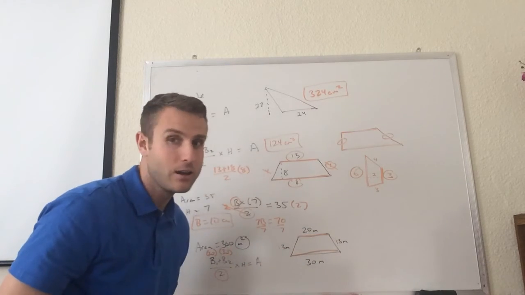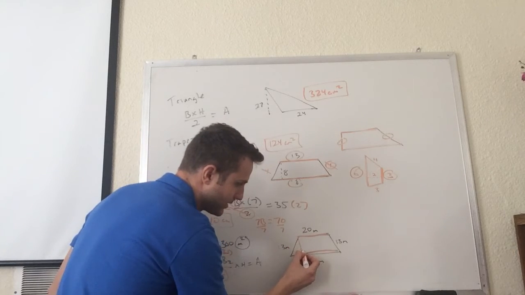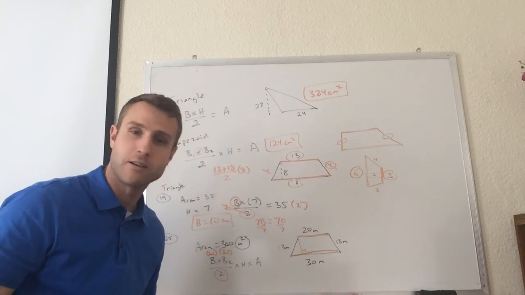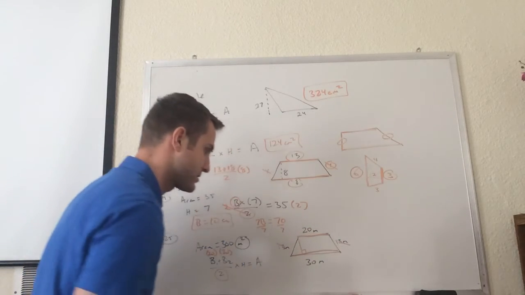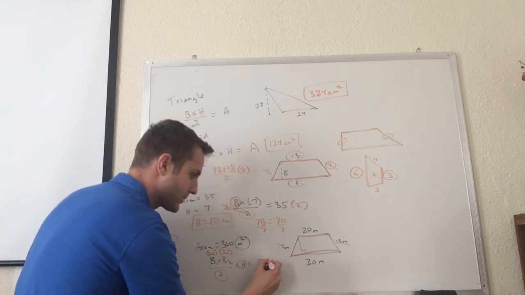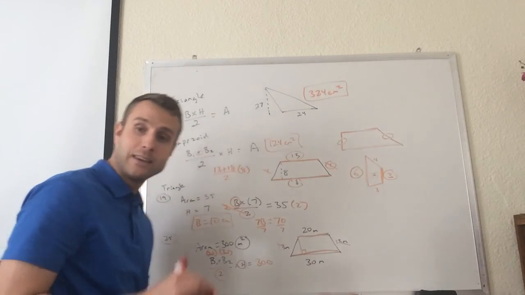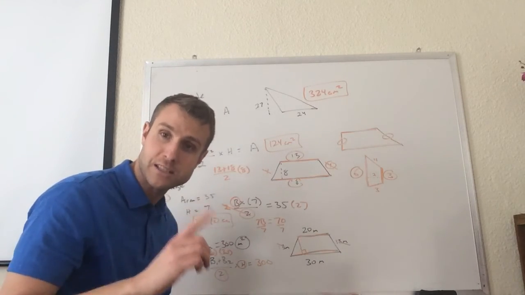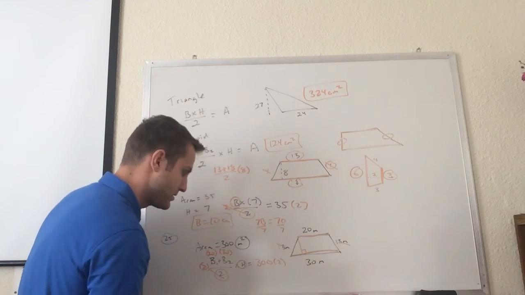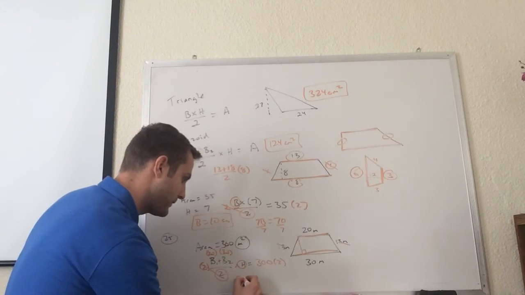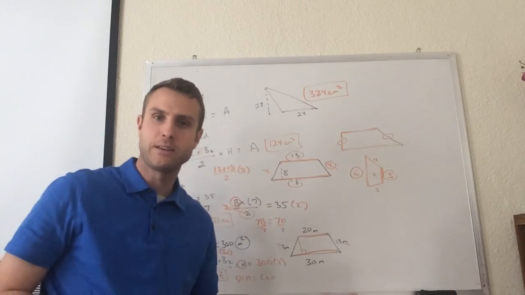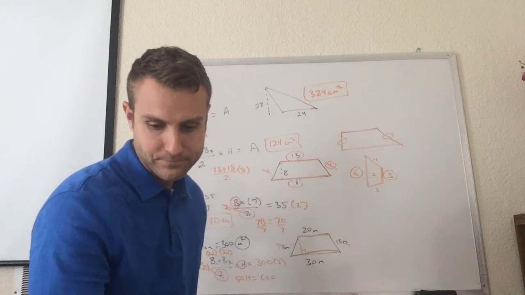Is either one of these your height? No, because it's not perpendicular. It doesn't make a right angle with the base. Neither one of those is perpendicular, so they're not the height. So I don't use either one of those numbers. So I know it's 20 plus 30 times the height, divided by 2, equals my area, which is 300. Remember, if it gives me the area and I want something else, the first step is to get rid of this divided by 2. So I'm going to multiply my area by 2. Then I have 20 plus 30 is 50 times h equals 600. Then all I have to do is 600 divided by 50, and that will give me my height.